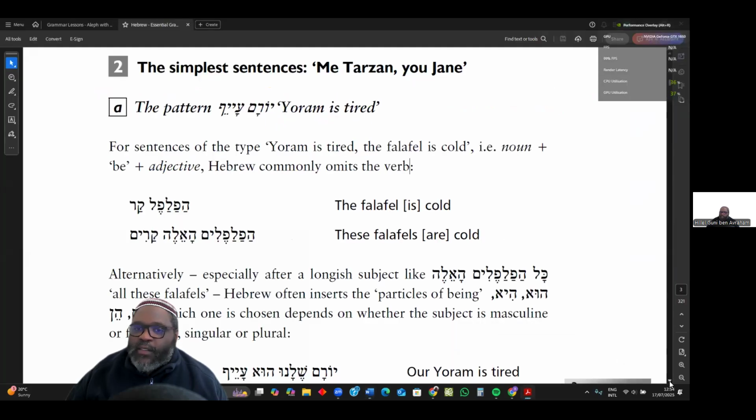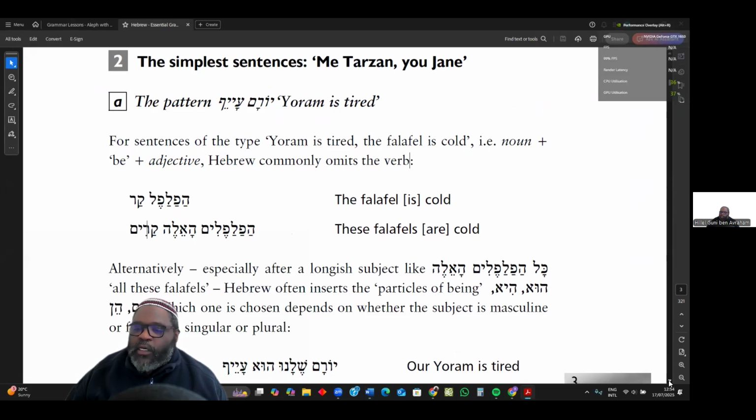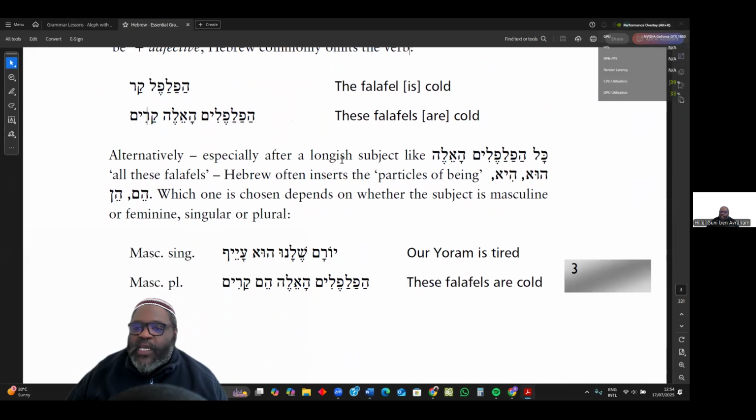And then it says in this textbook, this is now modern Hebrew, alternatively, especially after a longish subject like kol hafalafelim ha'ele, which means all these falafels, Hebrew often inserts the particles of being. What on earth are particles of being? They say like hu, hi, hen, and hem. These so-called particles of being, which I don't recognize in English, these are just pronouns, right?